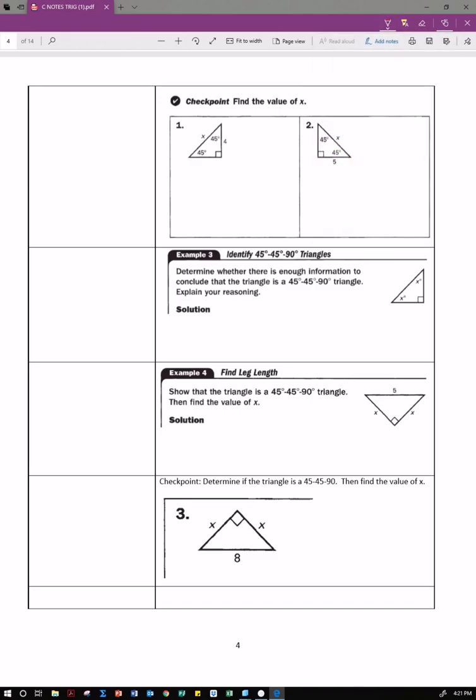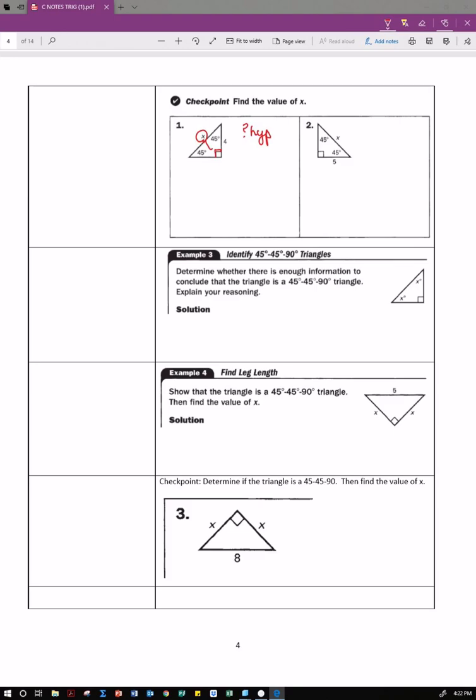All right, so we got a checkpoint. We're going to try to find what we're looking for here, except there's no words. So I have to look at the problem and decide what I'm looking for. I always go to my 90-degree angle and go across from it. It looks like I'm looking for the hypotenuse.